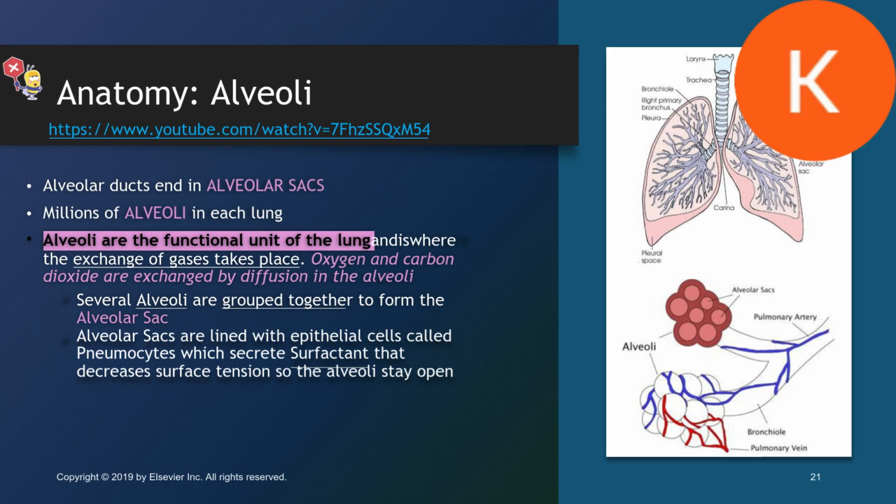All right, this picture just shows that in detail. We see our alveolar sac, and how it contains the pulmonary artery and pulmonary vein, and what our bronchioles look like.